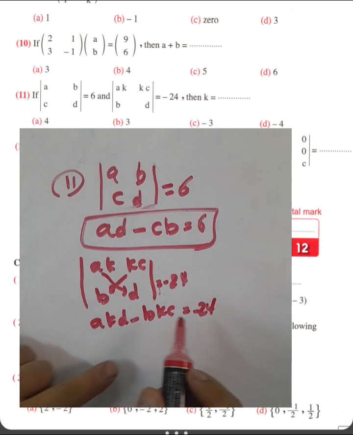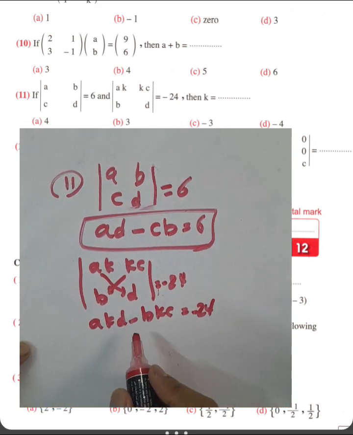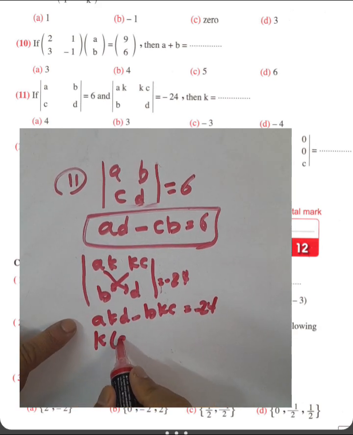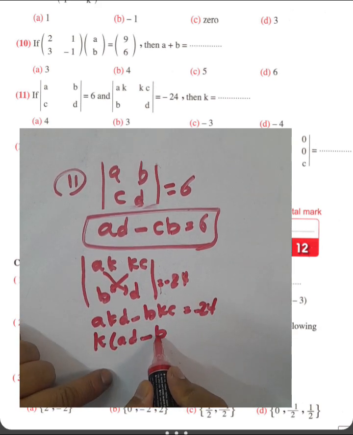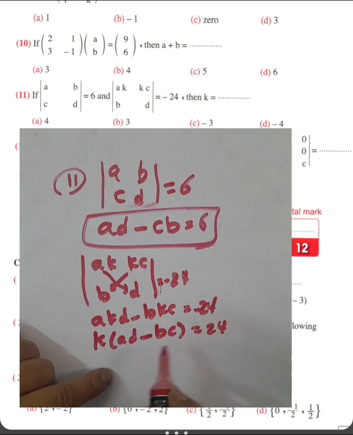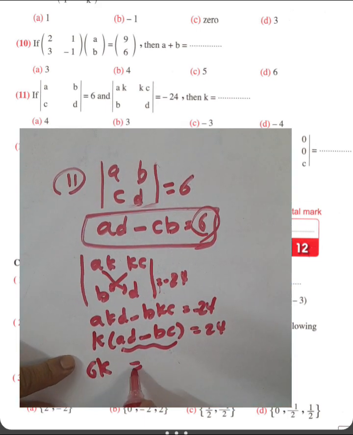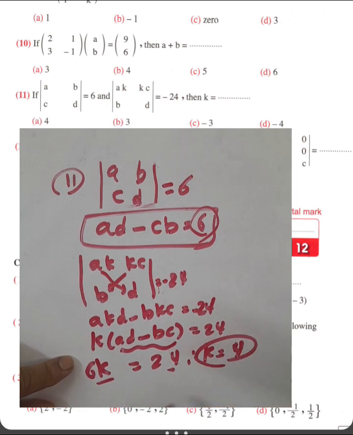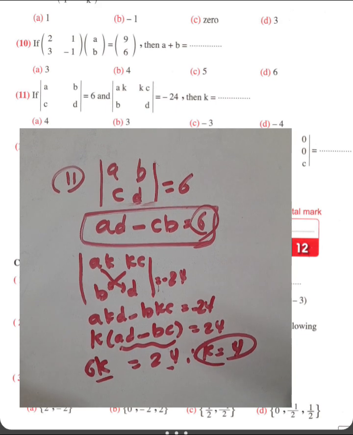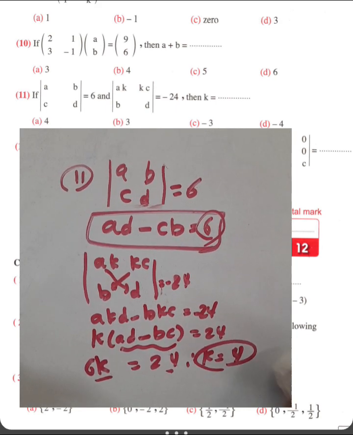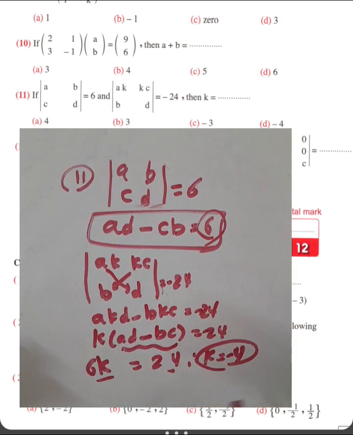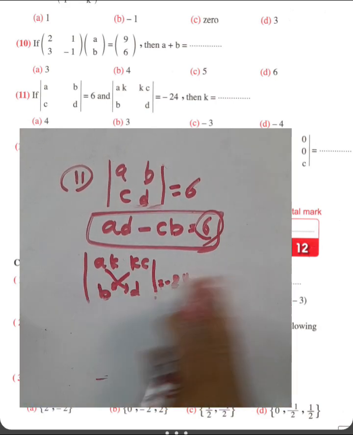And then you can write the highest common factor between two terms, write K outside. Then we have AD subtracted by BC equal negative 24. And you can write the value of it, 6. Then 6 times K equal 24. Then K equal 24 divided by 6 equal 4. The value of K equal 4 here. Question 11, choose letter. We have negative. This was negative 4. Okay, choose letter D.